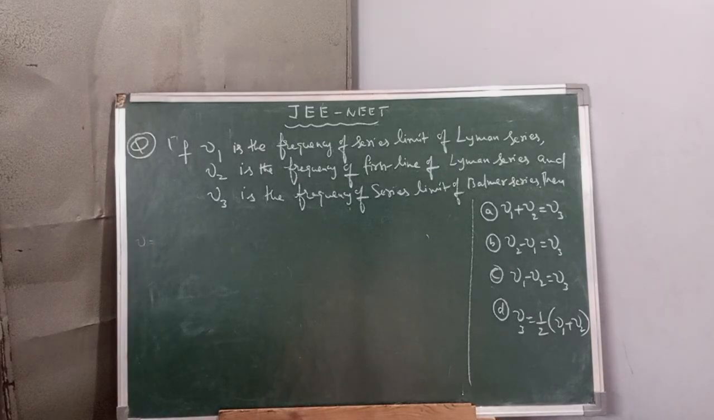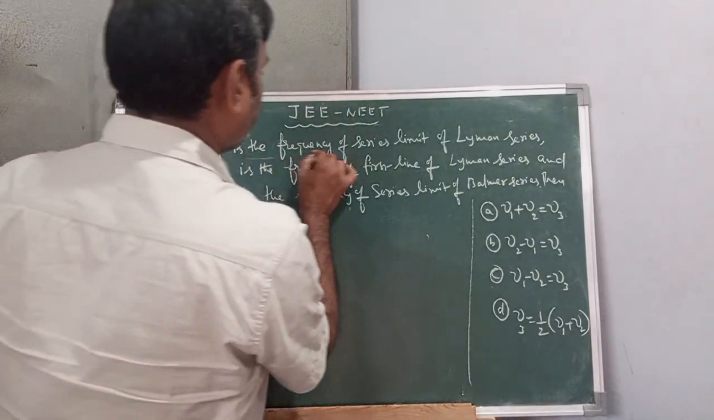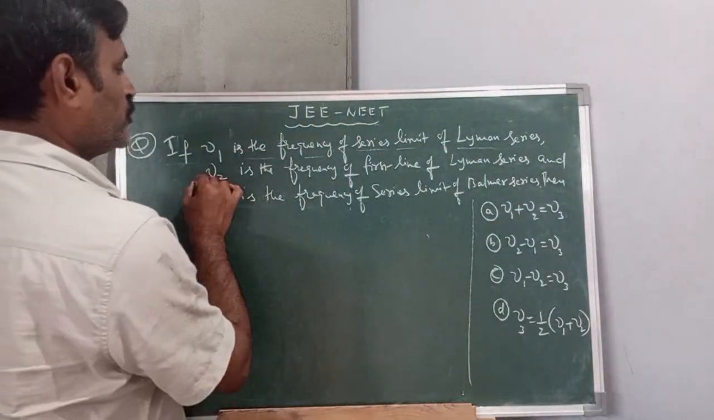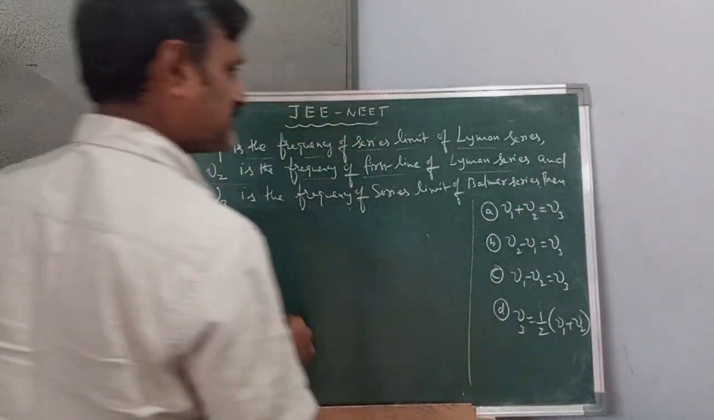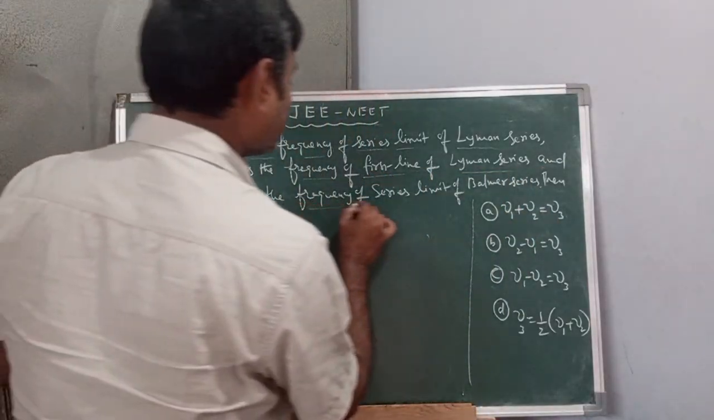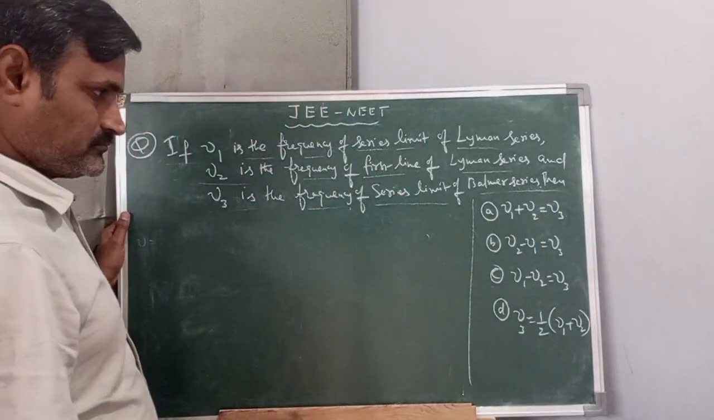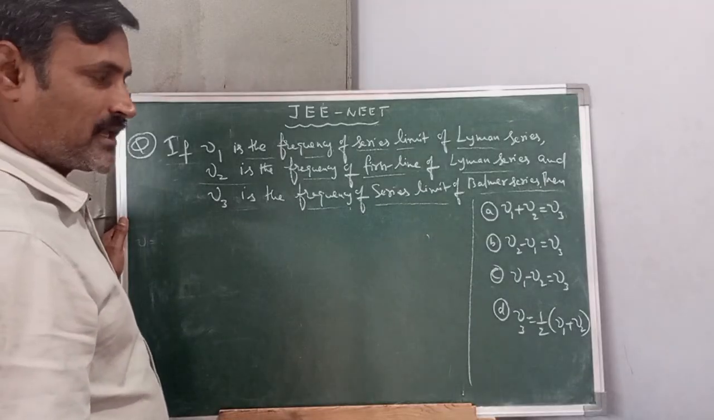Okay, let us see the next question. If nu1 is the frequency of series limit of Lyman series, nu2 is the frequency of first line of Lyman series, and nu3 is the frequency of series limit of Balmer series, then identify any one of the correct relations in these options.